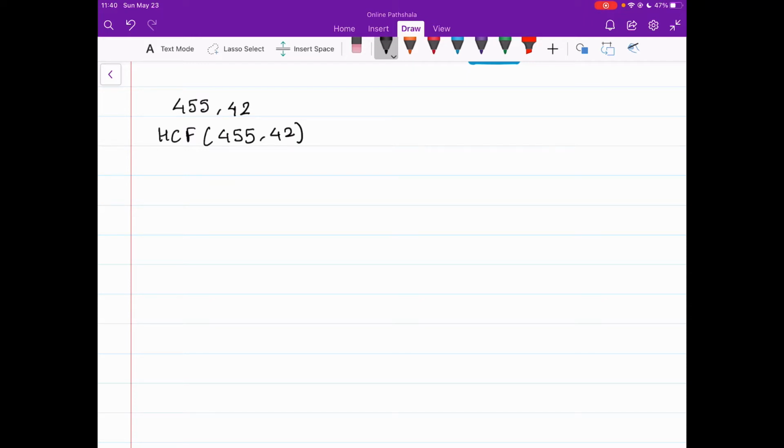Here, we are going to take a slightly different approach. We use Euclid's division lemma, or EDL for short. It says that any two numbers, let's say A and B, can be represented very uniquely as A equals B times Q plus R, where R is greater than or equal to 0 and less than B. So we are going to use this statement of Euclid's division lemma to see if we can come up with the HCF of these two numbers.